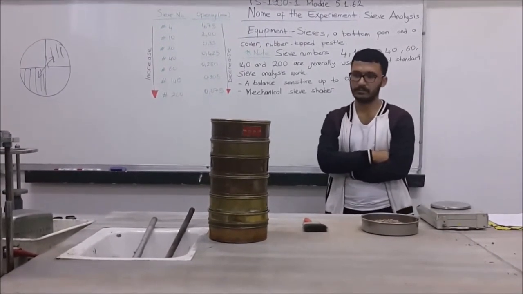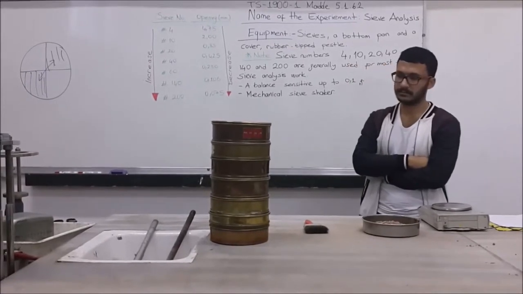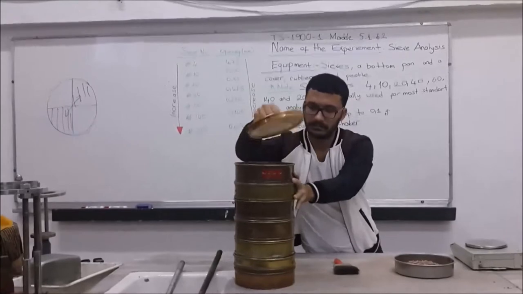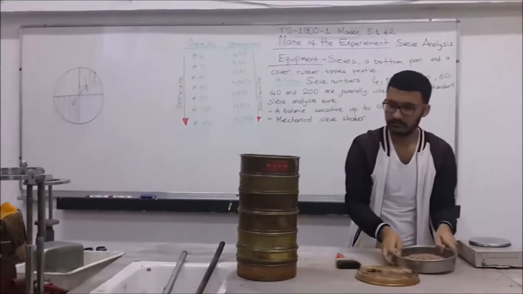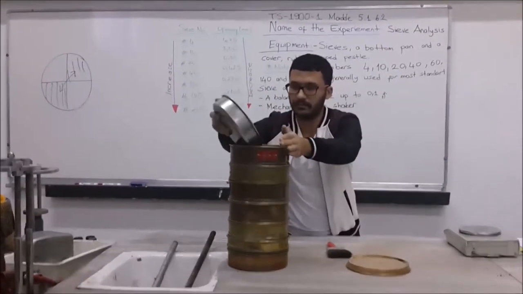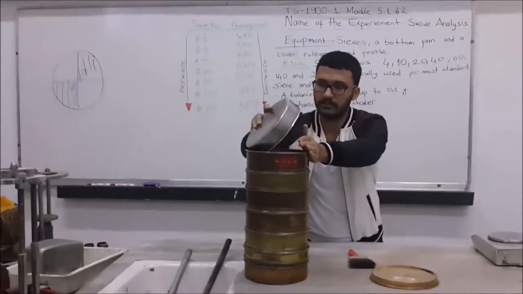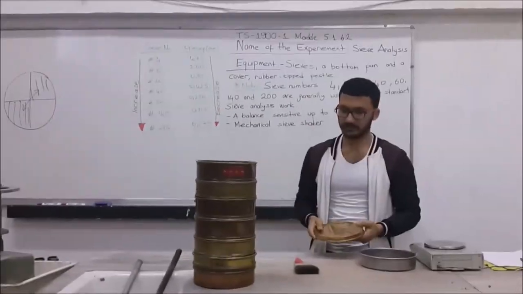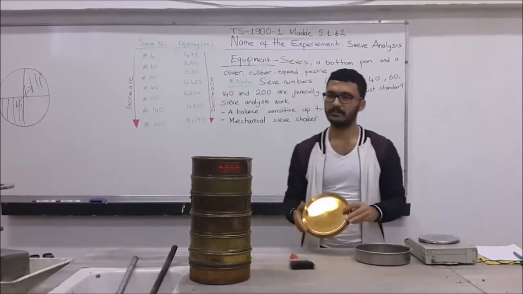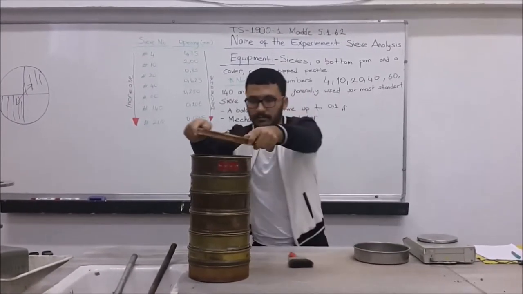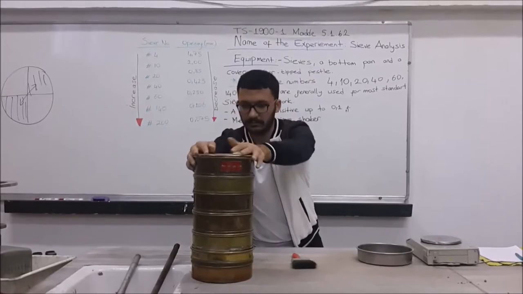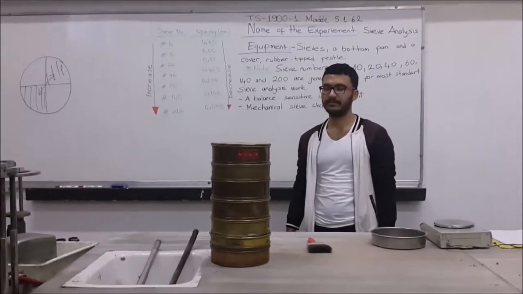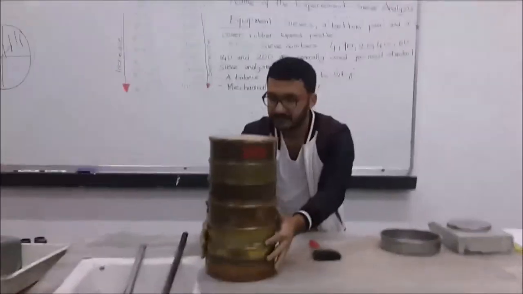Pour the prepared soil into the stack of sieves from the top. Place the cover on the top of the stack of sieves. Run the stack of sieves through a sieve shaker for about 10 or 15 minutes.